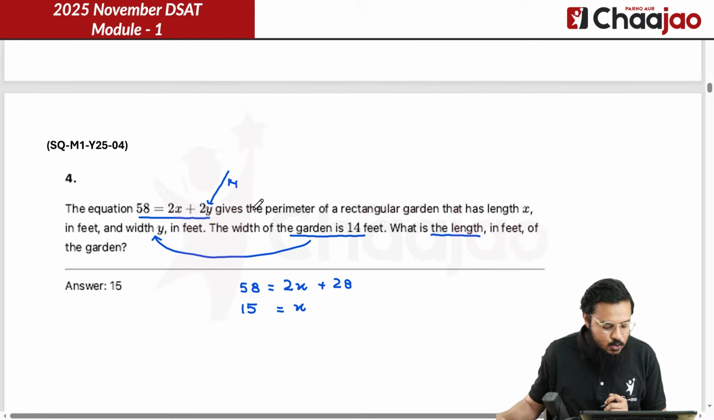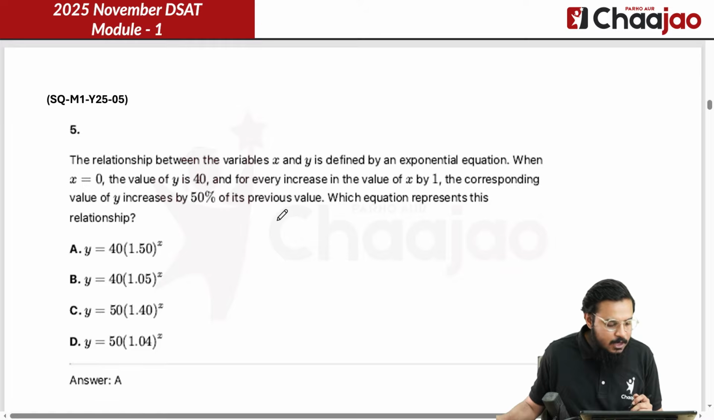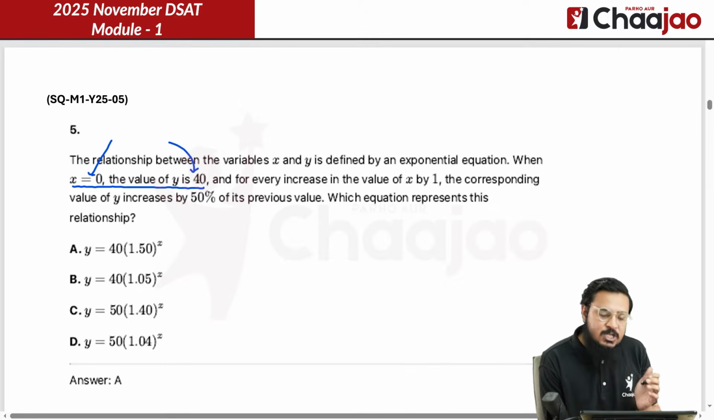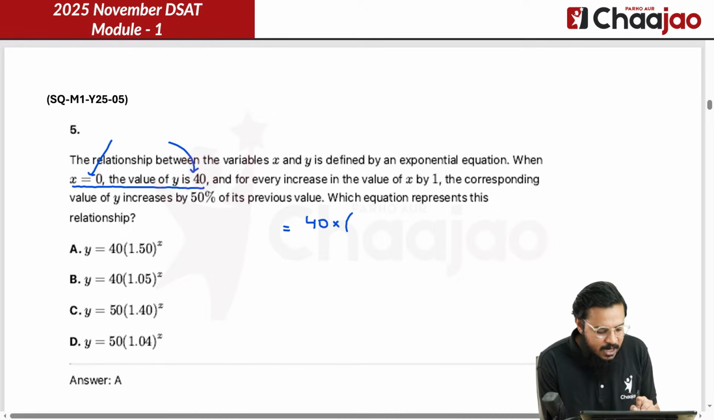Moving on to the next one, question number 5. Okay, so the relationship between the variables x and y is defined by an exponential equation. When x is equal to 0, the value of y is 40. I did tell you guys that whenever we have the value of x as 0, the value of y always represents your starting value or principal value in a given exponential function. So we're going to start our exponential equation with a principal value of y as 40, and let's see what the rate provided to us is.